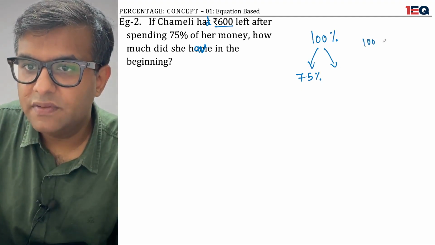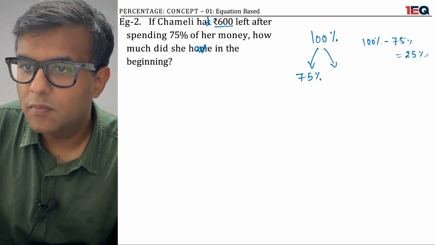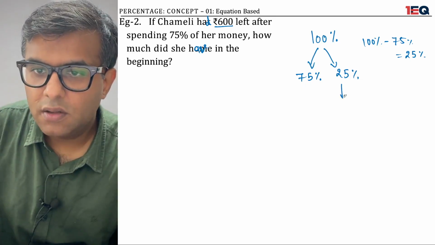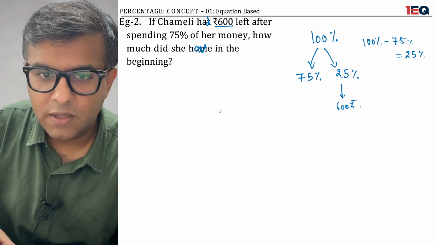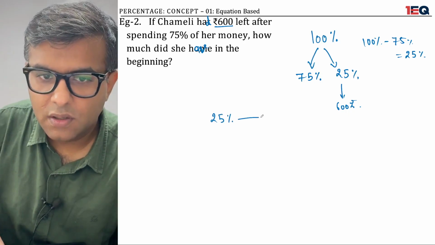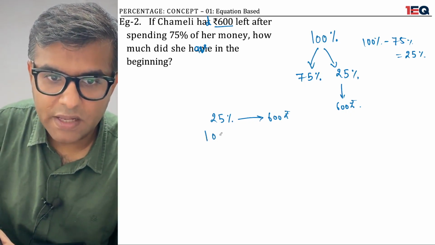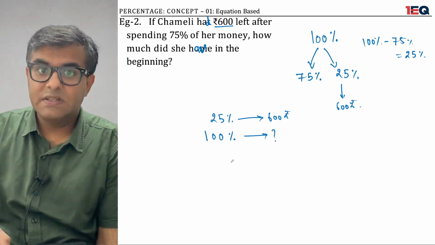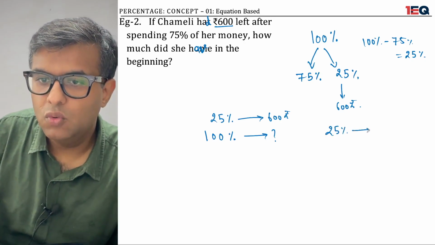So what is the money that she is left with? 100% minus 75% equals 25%. So she is left with 25% money. According to the question, the value of 25% is 600 rupees. So I am putting it down in the most easy form of unitary concept. If the value of 25% is equal to 600 rupees, and we, being the most optimistic people on the planet, have assumed that Chameli had 100% money in her pocket, so what would the value of 100% be? So the unitary concept says that from 25% you move to 1%.